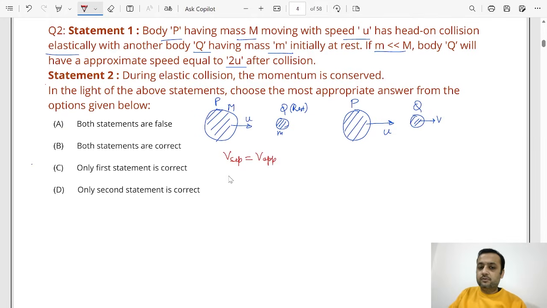Now what is the velocity of separation after the collision? That is v minus u. This is the velocity of separation, and that will be equal to velocity of approach, which is u minus 0. That means v becomes 2u. Hence Q will move at 2u after the collision, which is what statement 1 is saying.